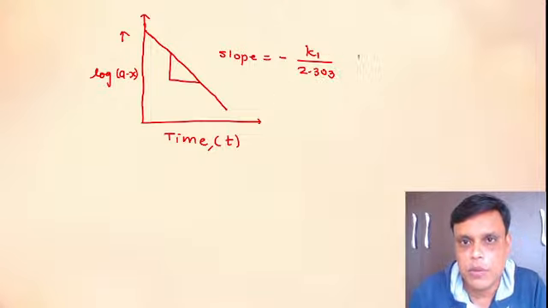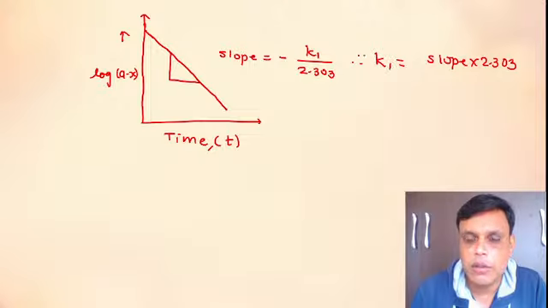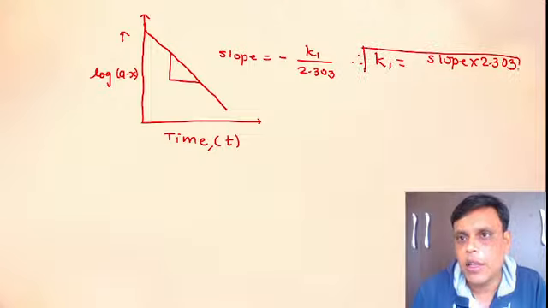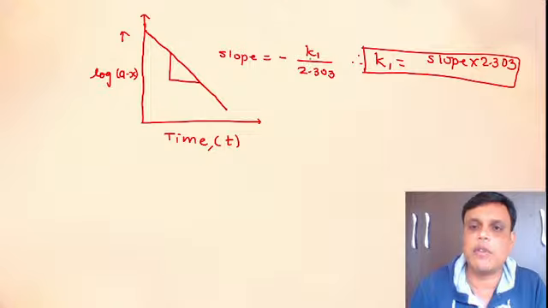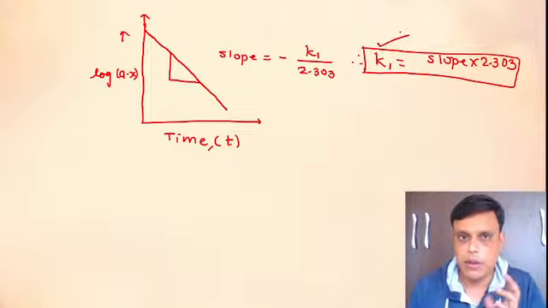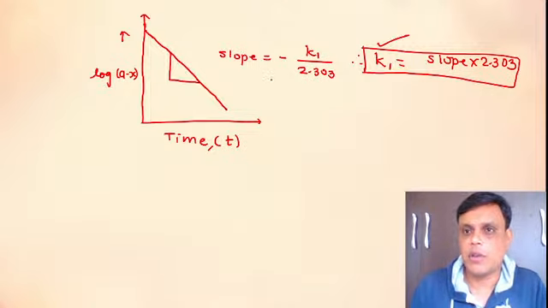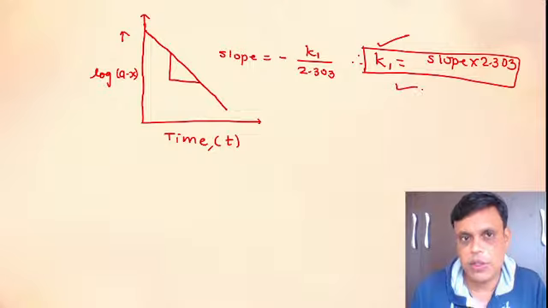And k1 is equal to what we will get? Slope into 2.303. So by knowing the slope of the graph, you can find out the rate constant for this first order reaction by using this equation. If you know the slope, you can find out the rate constant for a first order reaction by using this equation, which is very important.